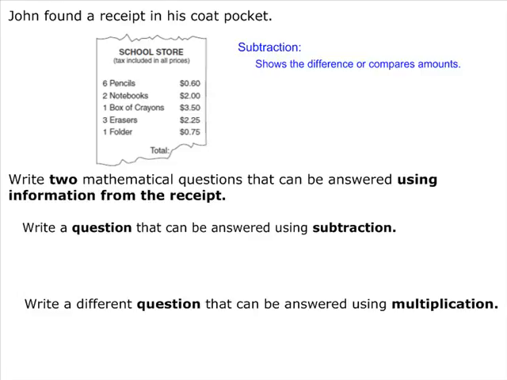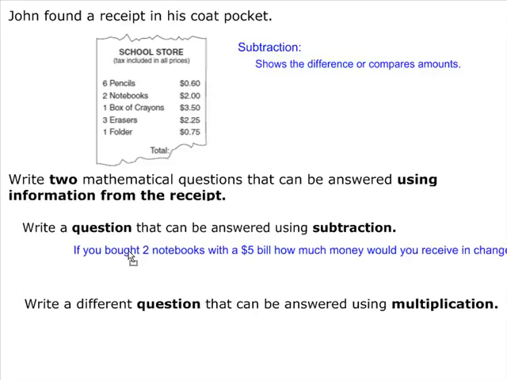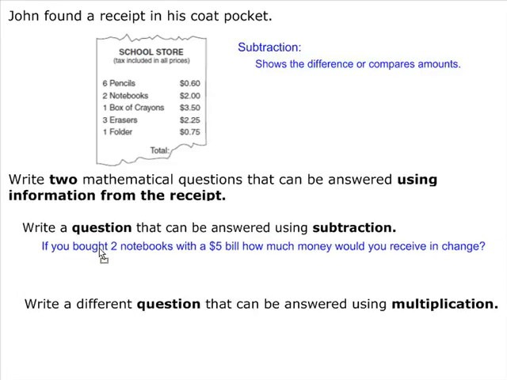So, an example of a question that can be answered using subtraction would be one like this. If you bought 2 notebooks with a $5 bill, how much money would you receive in change? And I think you'd agree that you'd be finding the difference here between $5 and the cost of 2 notebooks, which we can see from his receipt was $2.